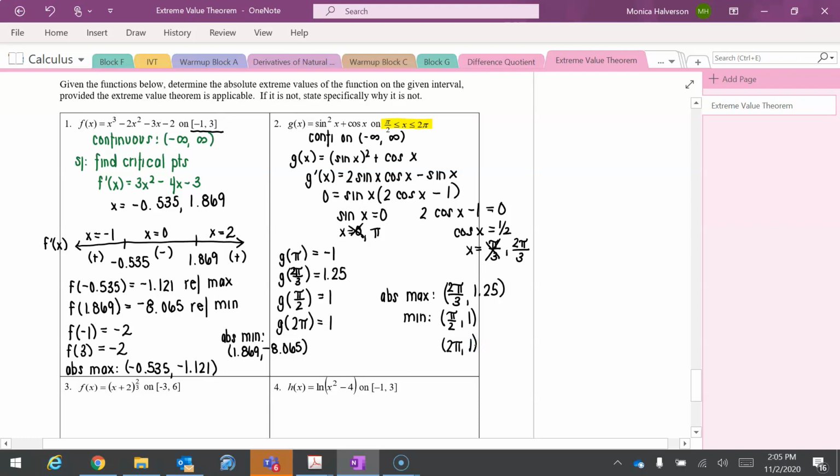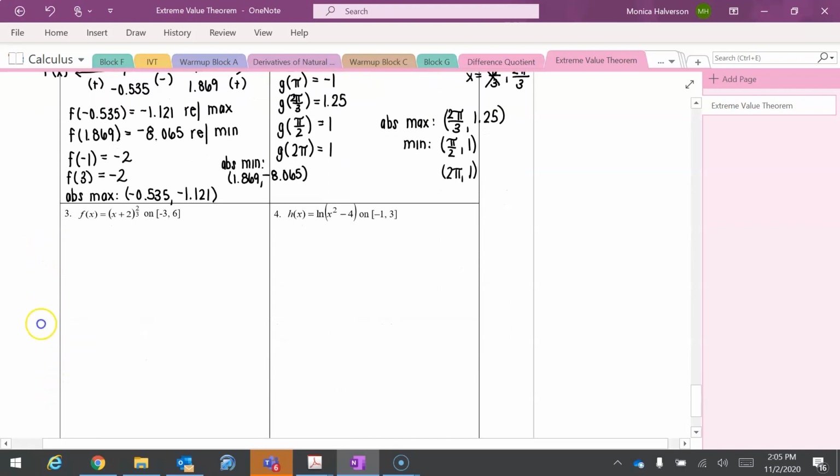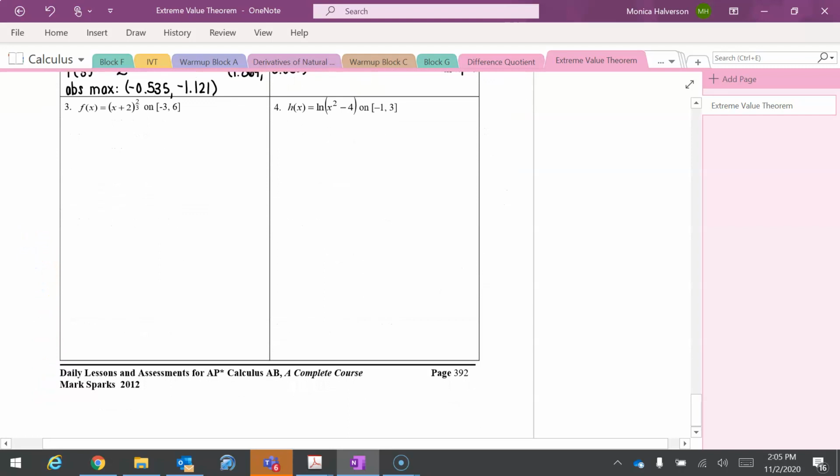Okay? So now, I would like you to do the next two on your own. Identify the absolute max and the absolute min. Remember, you need to make sure that EVT is even applicable. So remember, in this case, this is going to be rewritten as the third root of x plus 2 squared. Is it continuous always? Remember, in this case, you want to check that x squared minus 4 has to be greater than 0 because of the rules of logarithmic numbers. Good luck, everybody.